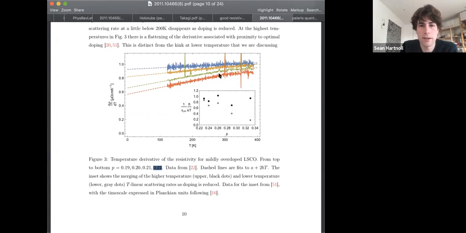Right. So already here, this sort of featureless line is quite confusing, I think.